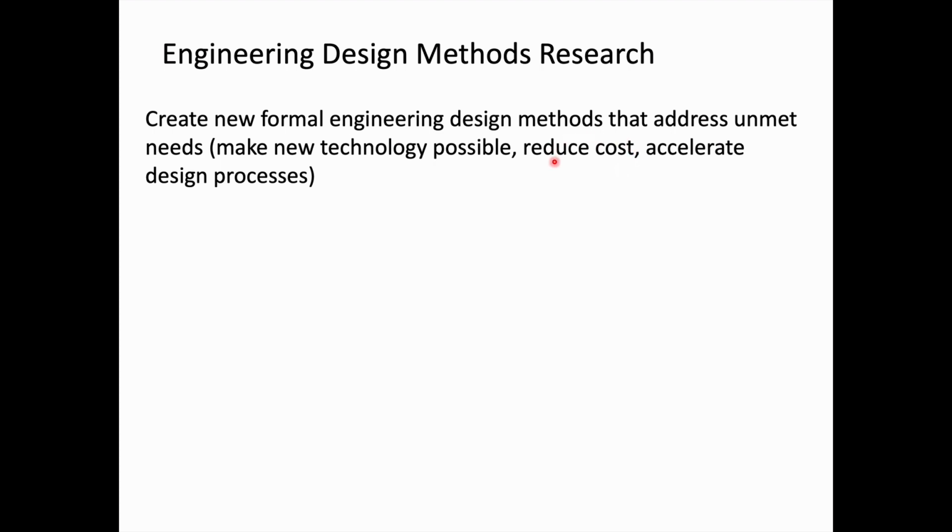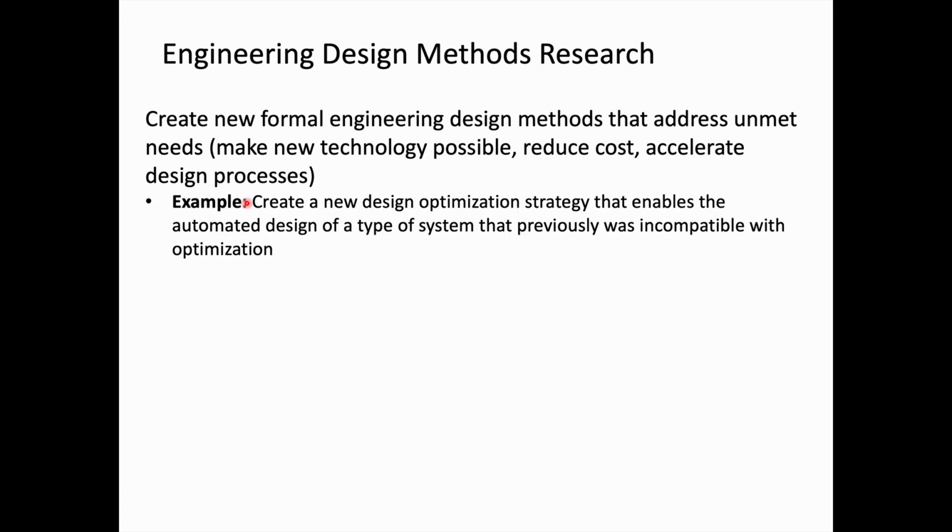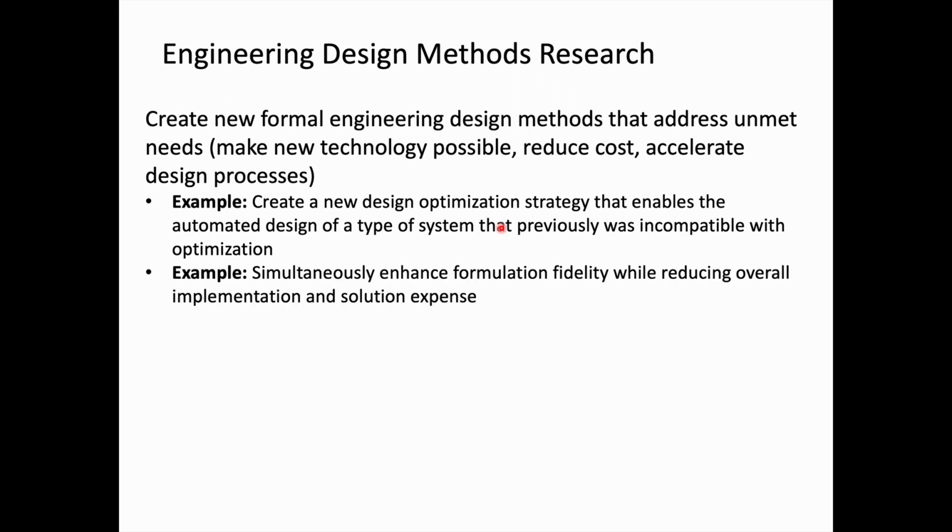Maybe it helps us to reduce cost further or reduce the time it takes to design a particular type of system. So, for example, what if we create a new design optimization strategy that makes it possible to automate the design of a system that previously was not compatible with optimization? Maybe there was just something about the nature of that design problem that made it impossible using current practice for design engineers to apply optimization. But we do some research, we make some discoveries, and we create a new way that makes it possible to optimize that system. So that's a way of providing value.